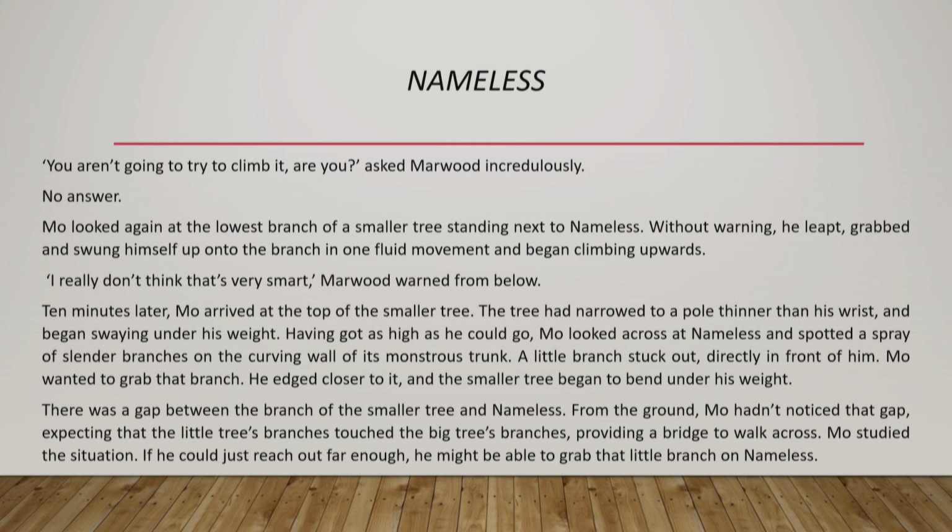A little branch stuck out directly in front of him. Mo wanted to grab that branch. He edged closer to it, and the smaller tree began to bend under his weight. There was a gap between the branch of the smaller tree and Nameless. From the ground, Mo hadn't noticed that gap, expecting that the little tree's branches touched the big tree's branches, providing a bridge to walk across.